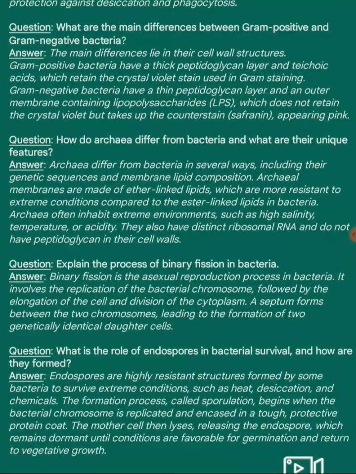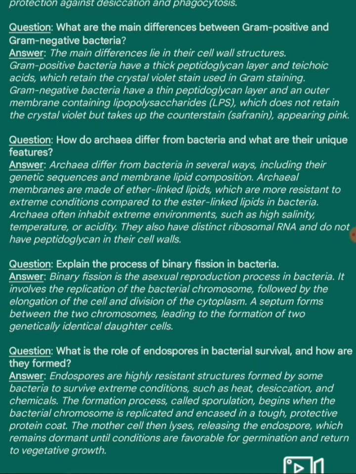Question 2. What are the main differences between gram-positive and gram-negative bacteria? Answer. The main differences lie in their cell wall structures. Gram-positive bacteria have a thick peptidoglycan layer and teichoic acid, which retain the crystal violet stain used in gram staining.